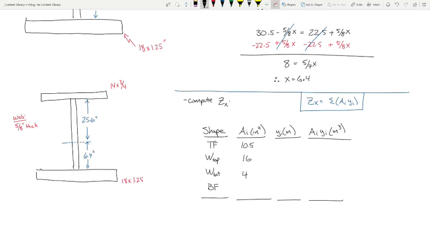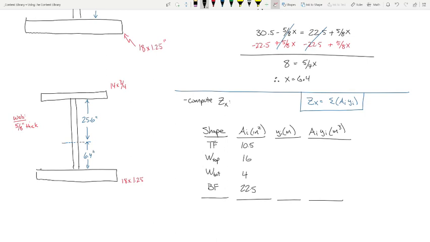What about the bottom flange? What's the area of that? 22.5. Okay. Did we do a good job in locating the plastic neutral axis? What's the sum of the area on the bottom? 26.5. What's the sum of the area up top? 26.5. So we did a good job locating that.